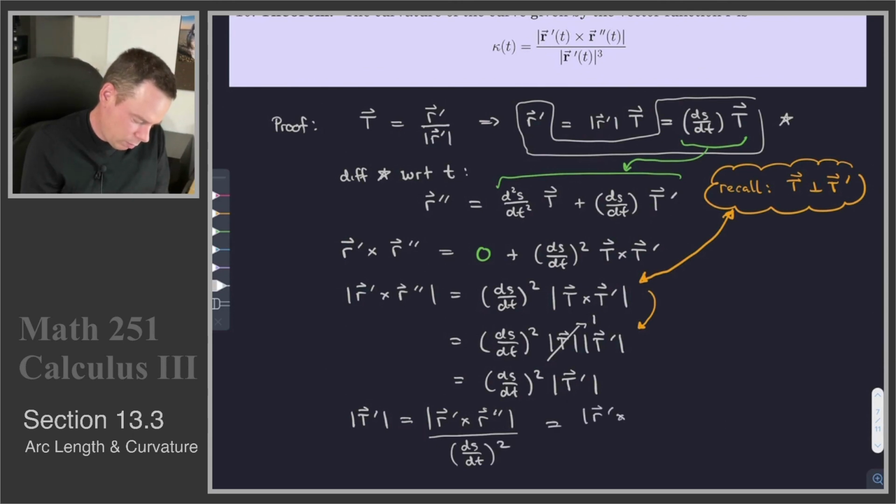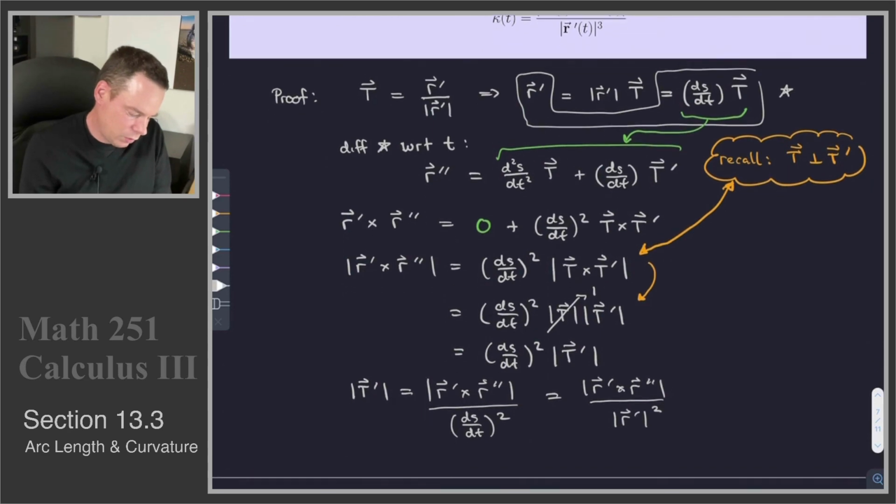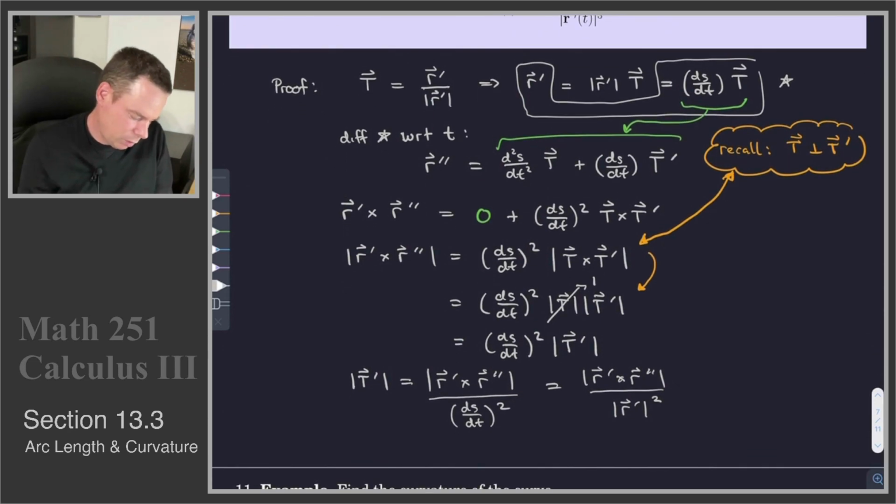That's the magnitude of r prime cross r double prime. ds dt, that's the magnitude of r prime. So that's the magnitude of r prime, all squared. That's just the two expressions for speed. I'm just using the r prime expression.